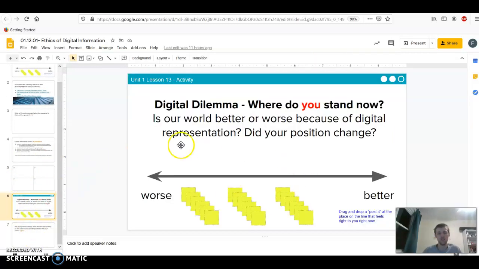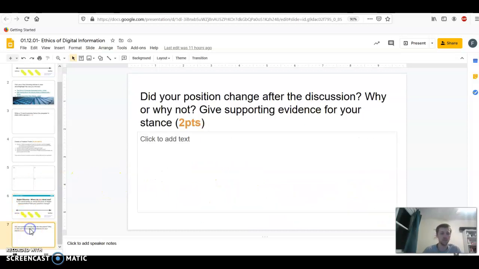You missed the discussion, so maybe your stand won't change much, but based on just your article, did you change your mind on how digitization is affecting us? And last but not least, bringing it all home, did your position change? Why or why not? And give some supporting evidence. This could be either from your reasoning or from the article itself.